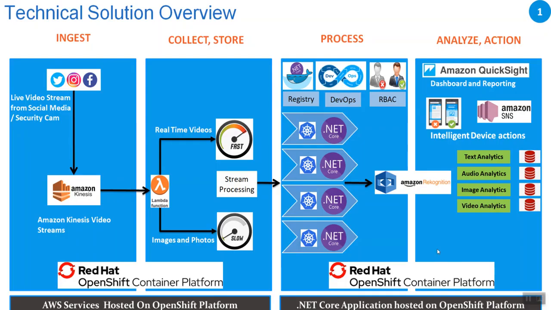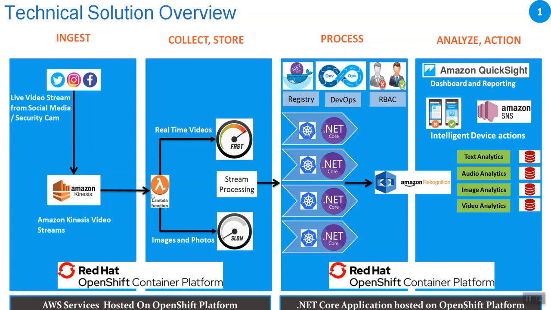This video is to explain the technical solution which we have created as part of Red Hat and AWS OpenHack 2020. In this technical solution, I am trying to collect data from a real-time video source. For example, social media or a security camera, Facebook, Twitter, Instagram, and then using a Python program, I am feeding that into the Amazon Kinesis service.